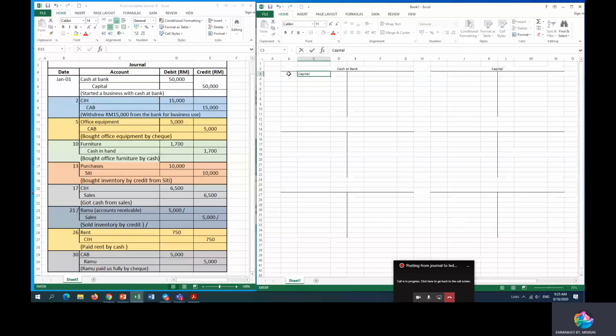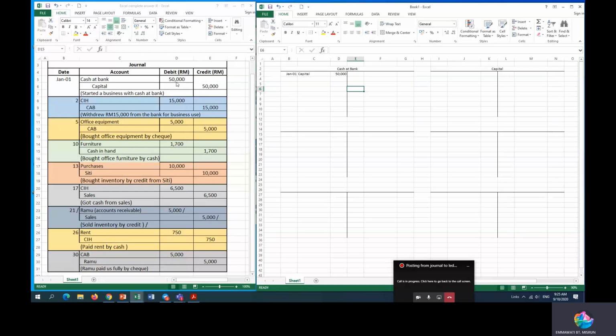Okay, so don't forget to write down the date. So this is January 1st, and the amount is 50,000. So we have here in the journal entry bank is debit with 50,000. Same goes to your ledger. You have your cash at bank, debit. So this is debit, right? So in your ledger it is also debit.